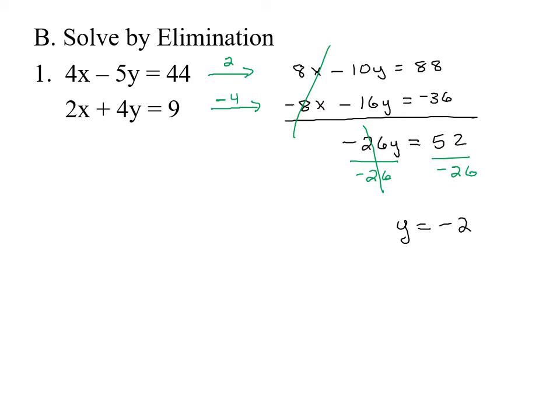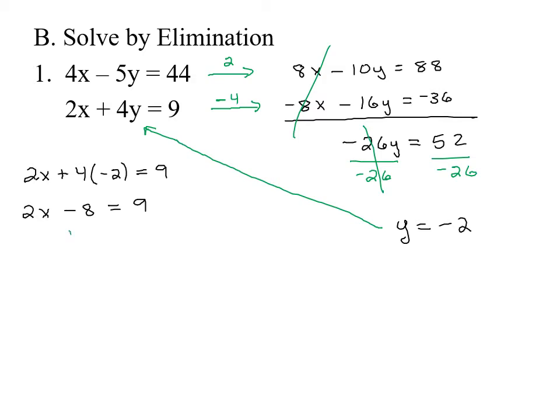To get the x value, you have to plug it into either one of the original equations you started with. I typically just put it in the bottom one, but you could put it in either one. And I'll have 2x plus 4 times negative 2 equals 9. That would give me 2x minus 8 if I simplified the left-hand side. Add the 8 to both sides to get 2x equals 17. 9 plus 8 is 17. And then divide by 2 everywhere.